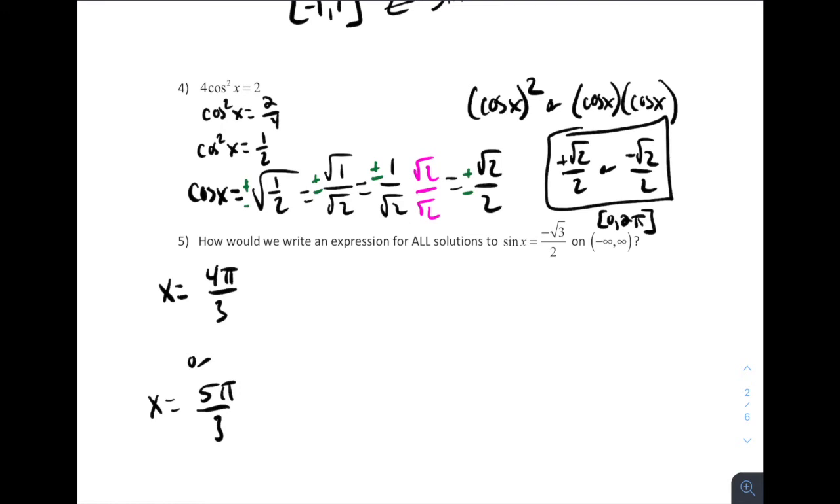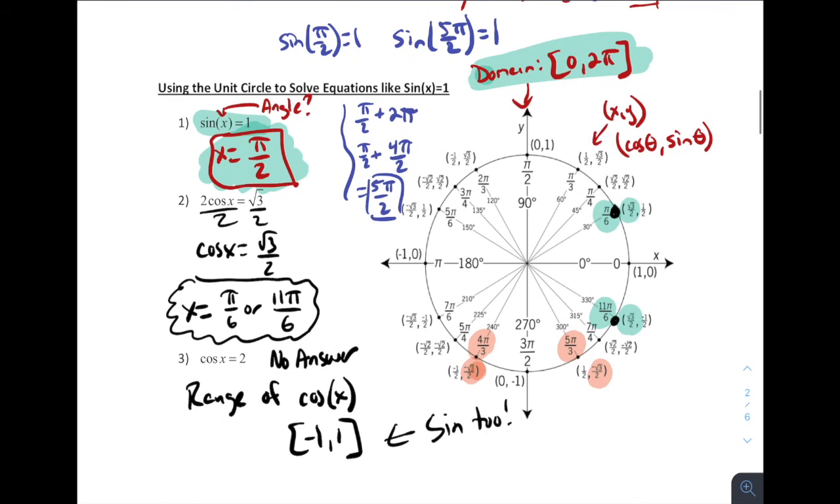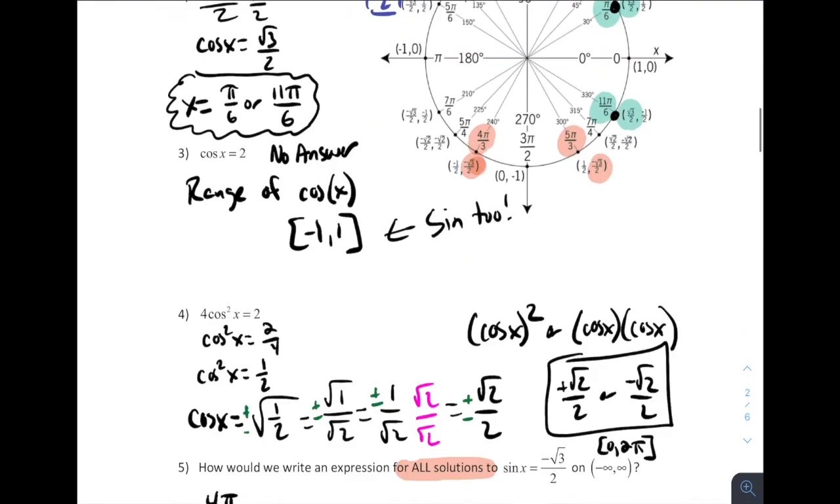How would we represent other solutions? How would we represent, they said in this case, all solutions? Well, we recognize again that if we're on a unit circle, this may be a solution right here, 4 pi over 3. But if I went all the way around the circle again and added 2 pi, I would be back at this exact same spot. If I added 2 pi again, I'd be back at the same spot. In fact, I could add 2 pi as many times as I want, and it's going to give me the exact same answer because we're going around the circle and ending up where we started, since 2 pi radians is a whole circle.